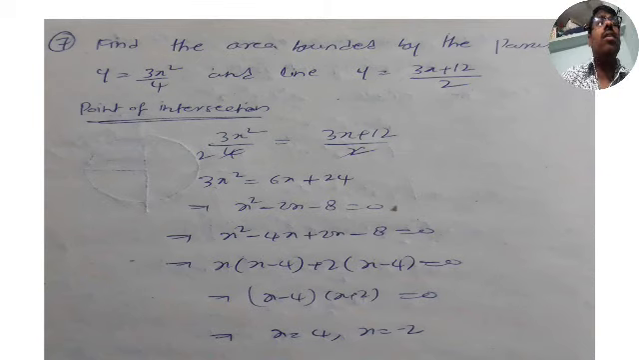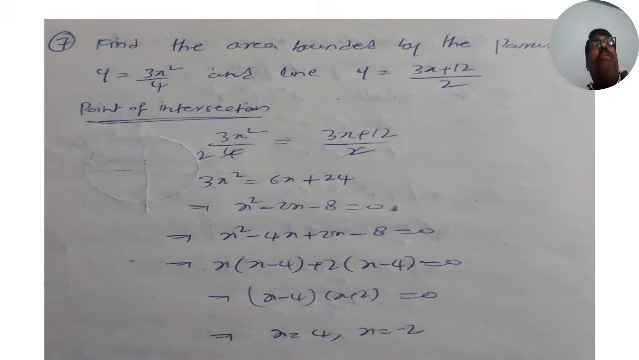Yes, this is my 7th problem. You see, find the area bounded by the parabola y is equal to 3x square by 4 and line y is equal to 3x plus 12 by 2. You see, this is the last problem, and it is different from the previous ones. So what is given? Look at the problem. What is given, guys? Look at the problem.